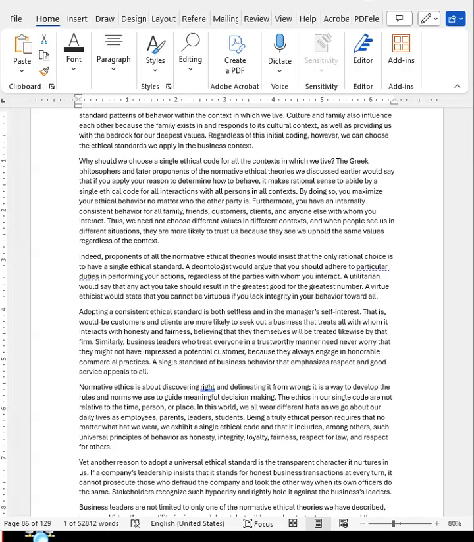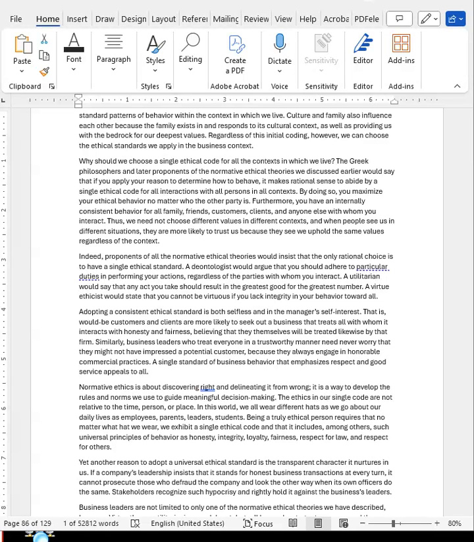Normative ethics is about discovering right and delineating it from wrong. It is a way to develop the rules and norms we use to guide meaningful decision-making. The ethics in our single code are not relative to the time, person, or place.